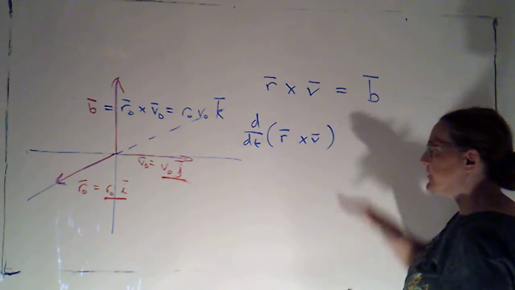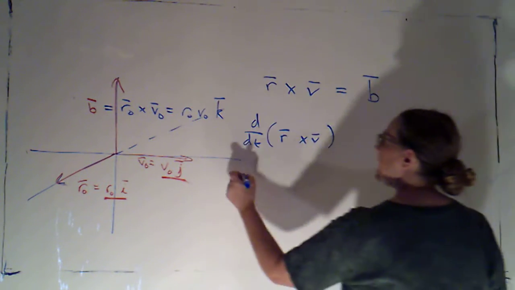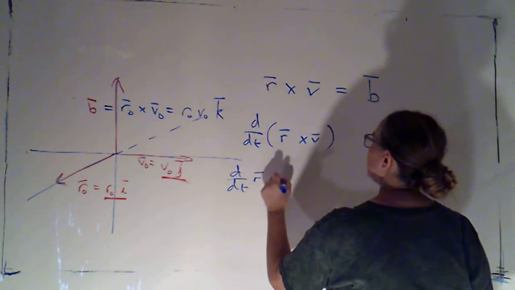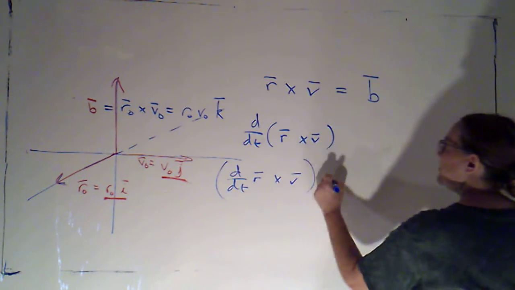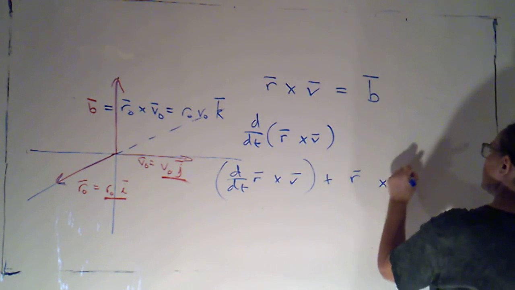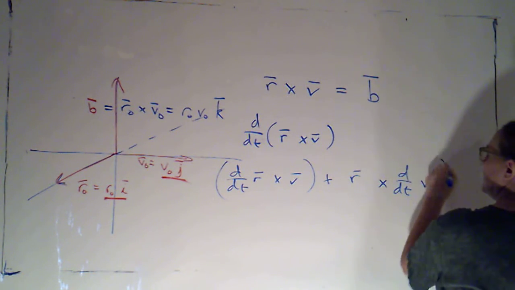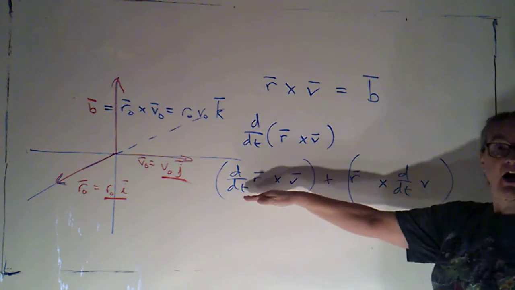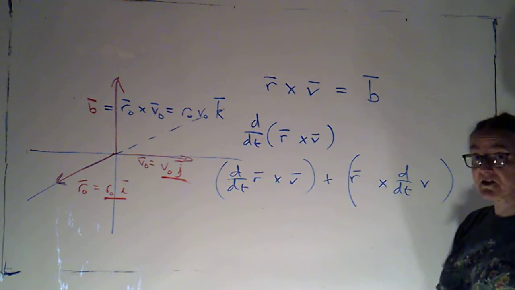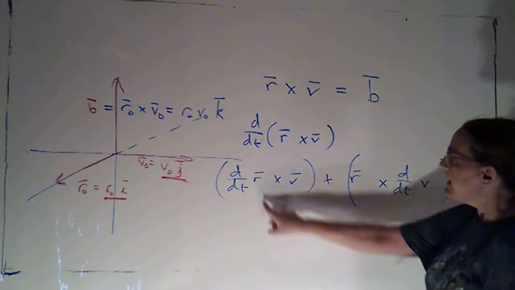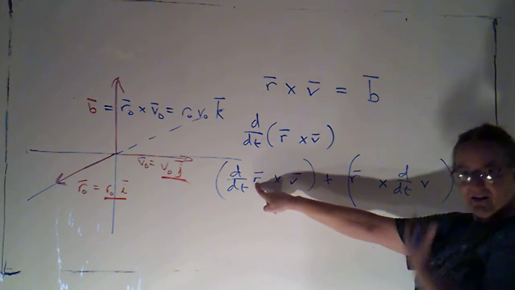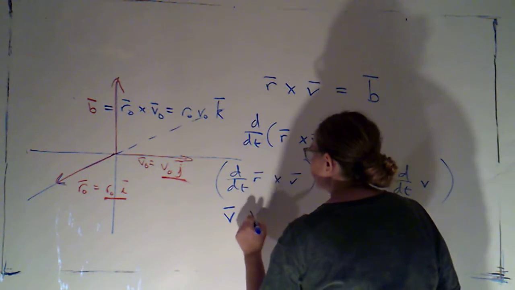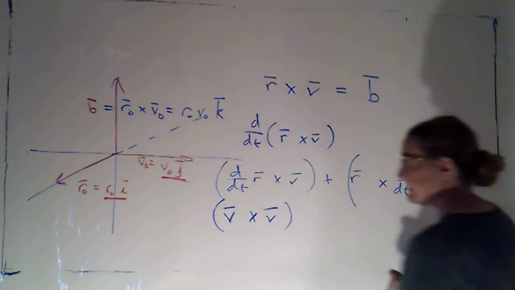And we have a rule for the cross product that says this is going to be the derivative of r crossed with v plus r crossed with the derivative of v. So it's sort of a generalization of the product rule across the cross product operation. Now, the derivative of r is just v. That's going to be my velocity. So this first factor is v crossed with itself.